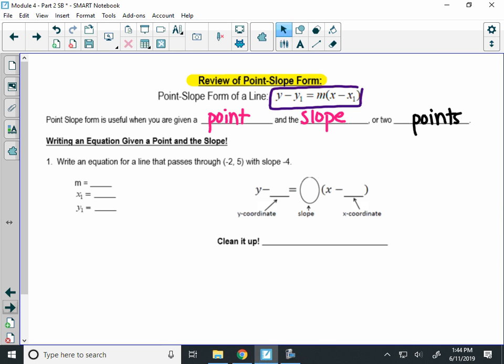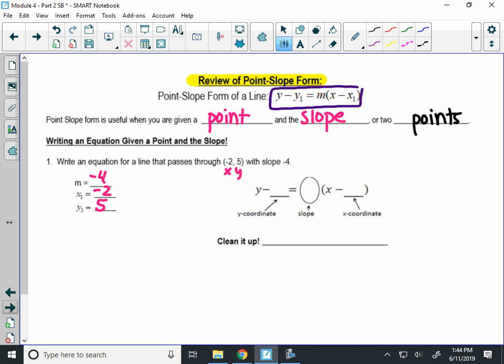So here's how it works. Let's just jump into seeing how it works and reviewing that. You have an equation of a line you want to write that goes through the point negative 2, 5 and has a slope of negative 4. Now the negative 2 is your x value, so I'm going to put that on my line for x. The 5 is my y value. And the slope, negative 4, is my m.